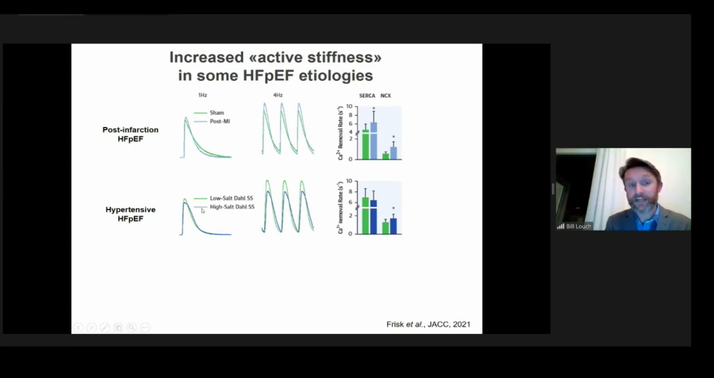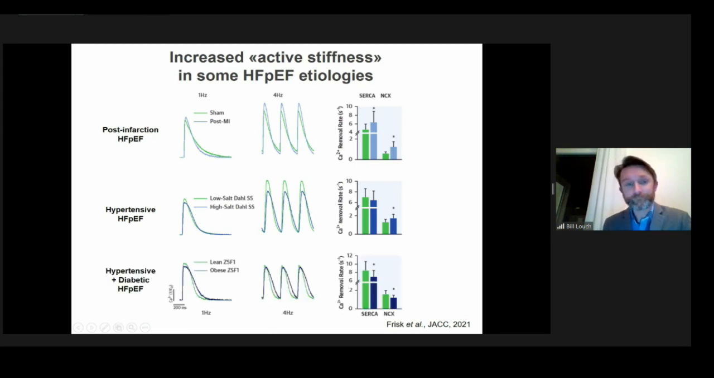Similarly, when we looked at hypertensive HFpEF, lots of HFpEF patients develop the disease after they've had hypertension. We see that the calcium transients are very similar in the rat model of hypertensive HFpEF in comparison with the controls. Again, no change here in the SERCA activity, actually a little bit more activity with the NCX still. Here's the interesting part though. Lots of diabetic HFpEF patients out there in the world. It's an increasing global burden. So many patients that have diabetes now will unfortunately eventually develop HFpEF.